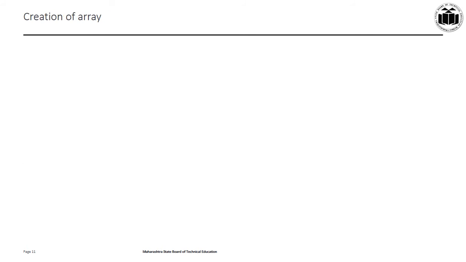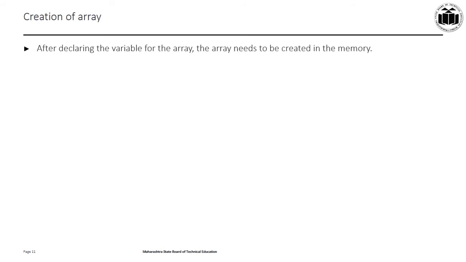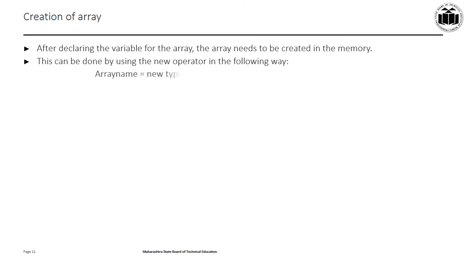Now how to create the array. After declaring, the variable for the array needs to be created in the memory. This can be done by using the new keyword in the following way. Array name is equal to new data type. In the square brackets, you need to mention the size of that array, meaning how many elements you want to store in that array.